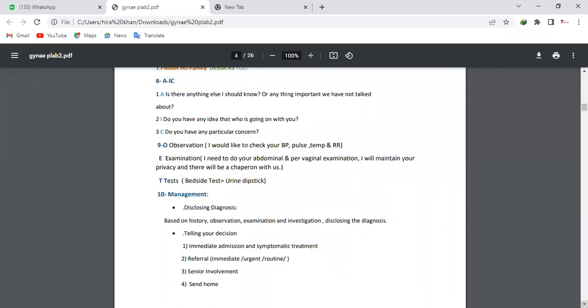And then comes the management. What is the management? You have to disclose a diagnosis if it is something you are supposed to identify. Otherwise, if it is a simple consultation, you should just explain anything related to your scenario. And then you have to decide whether you are going to admit the patient or discharge the patient. You should tell them at the very start, or say you are going to refer the patient.